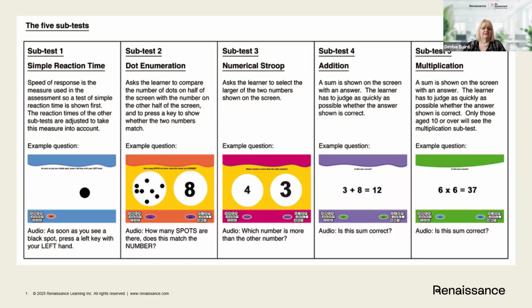The second is dot enumeration. This measures structurizing ability and counting skills. Students are shown dot patterns and asked how many dots they see. The speed and accuracy of responses reveal important information about numerical processing.